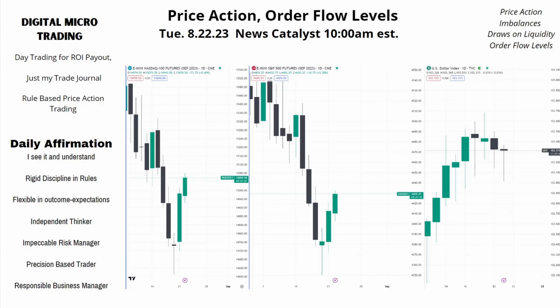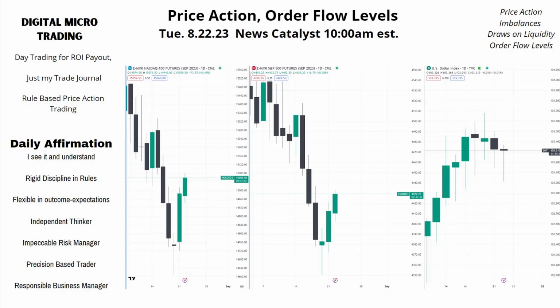Okay, we've got Tuesday, August 22nd, price action, order flow, levels, and we do have some news catalysts at 10 a.m. On the left, we've got a 24-hour NASDAQ, middle ES mini S&P, and the dollar on the far right. So the dollar is not going down. It is staying right now in a 3-4 day consolidation, slightly down on the candle bodies you can see on that far right, but as long as we stay elevated, I am looking for a little bit of two-way action on the equity indices.